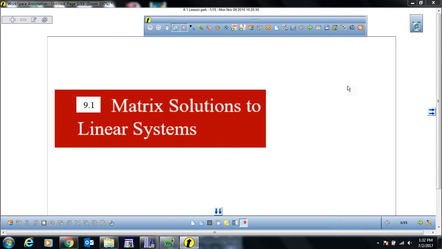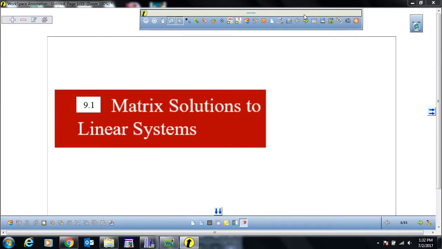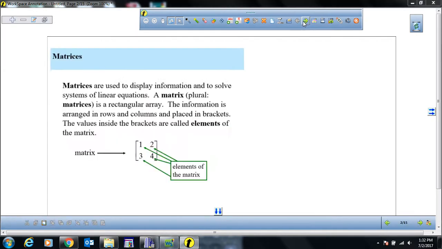Gauss-Jordan is just an extension of it, and both of them require, of course, matrices. So the first thing we're going to learn in section 9.1 is what is a matrix. Matrices are used to display information and to solve systems of linear equations.